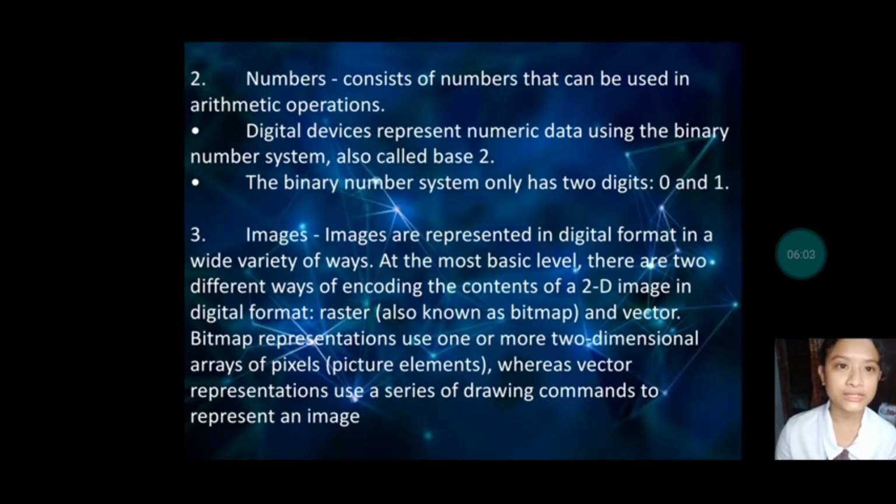Number 3, images. Images are represented in digital format in a wide variety of ways. At the most basic level, there are two different ways of encoding the content of a 2D image in digital format: raster, also known as bitmap, and vector. Bitmap representations use one or more two-dimensional arrays of pixels, picture elements, whereas vector representations use a series of drawing commands to represent an image.